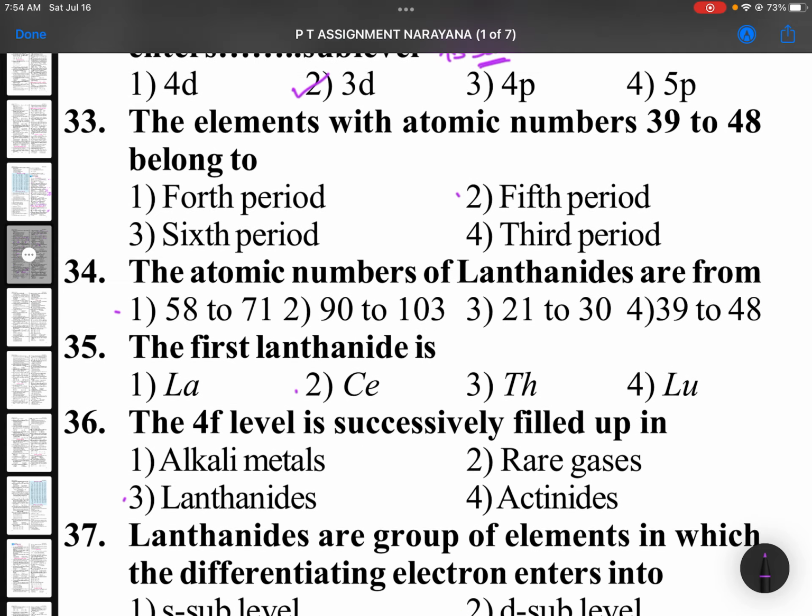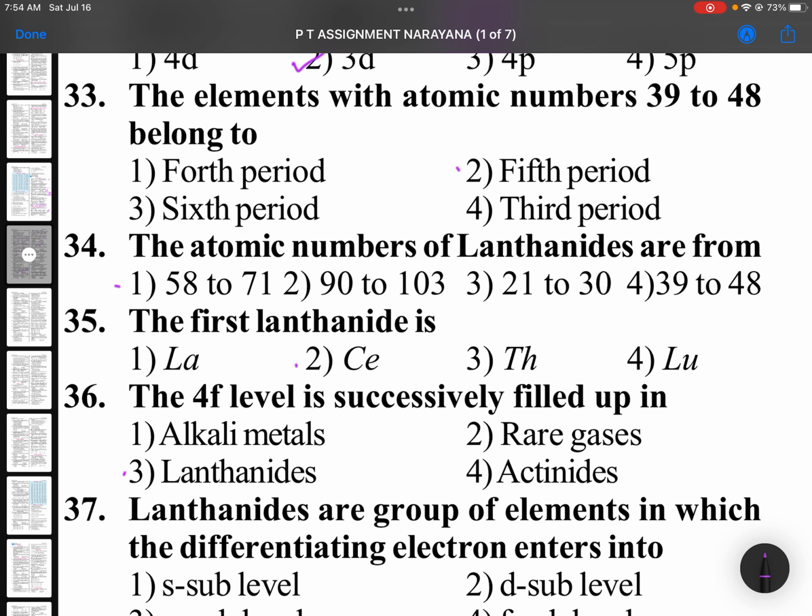The elements with atomic number 39 to 48 belong to, you can say like this, if you know the noble gas numbers 2, 10, 18, 36, 54: this is the first period ending element, second period, third period, fourth period. 39 to 48 comes in the 5th period.